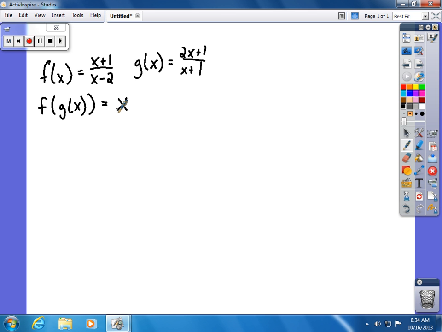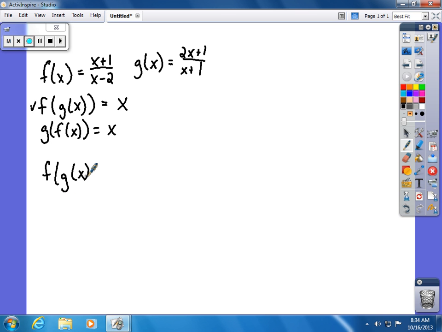But you're not done there. You also need to check whether g of f of x is also x. So let's start with this one. And so this means I'm going to take g of x and plug it in everywhere I see an x in f of x. So this is going to look gnarly.